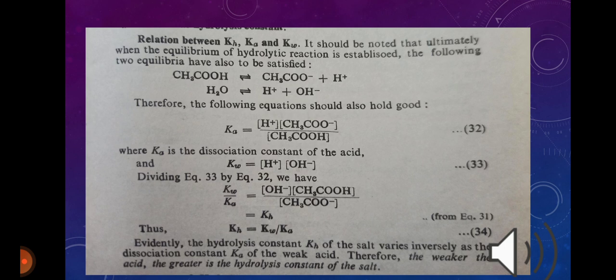Thus, the hydrolysis constant KH of a salt varies inversely as the dissociation constant K alpha of the weak acid. Therefore, the weaker the acid, the greater is the hydrolysis constant of the salt. If the acid is weak, the hydrolysis constant will be greater. So in this way, we have found the relationship between KH, K alpha and KW.